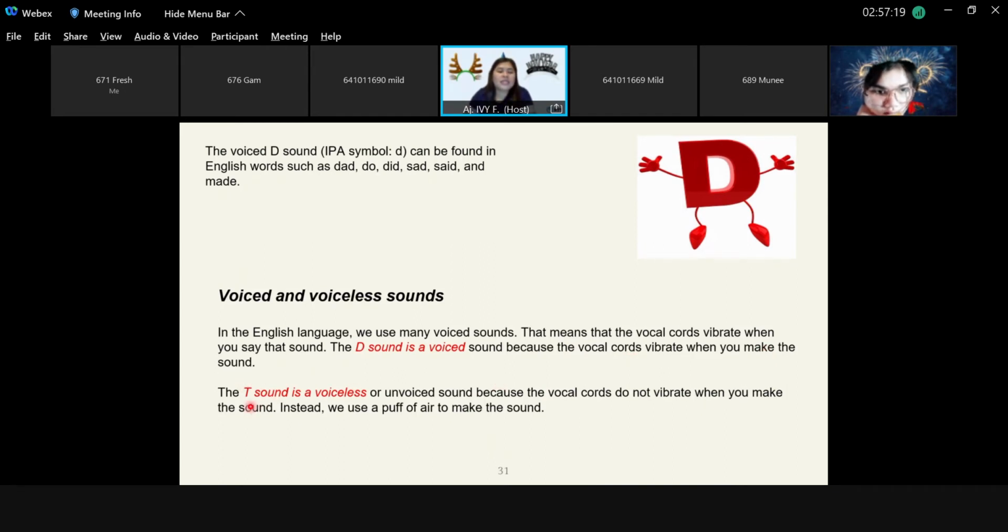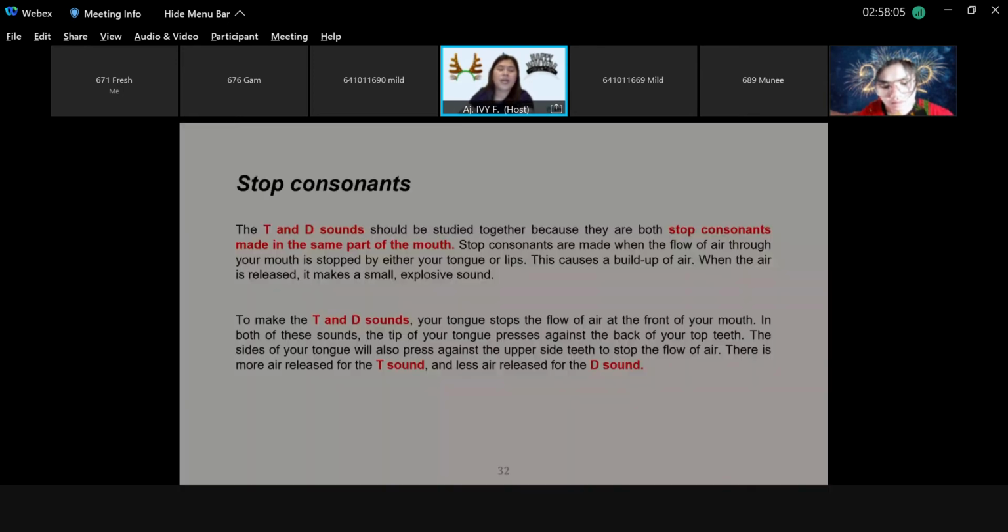Okay, remember this. And t sound is voiceless or unvoiced sound because the vocal cords do not vibrate when you make this sound. Instead, we use a puff of air to make this sound. Okay, like the word t, t, t. Instead of the vibration from your vocal cords, you puff the air to make this sound like t, t, two. So that is the voiceless t sound. Okay, so know the difference t and d. Continue. Stop consonant.